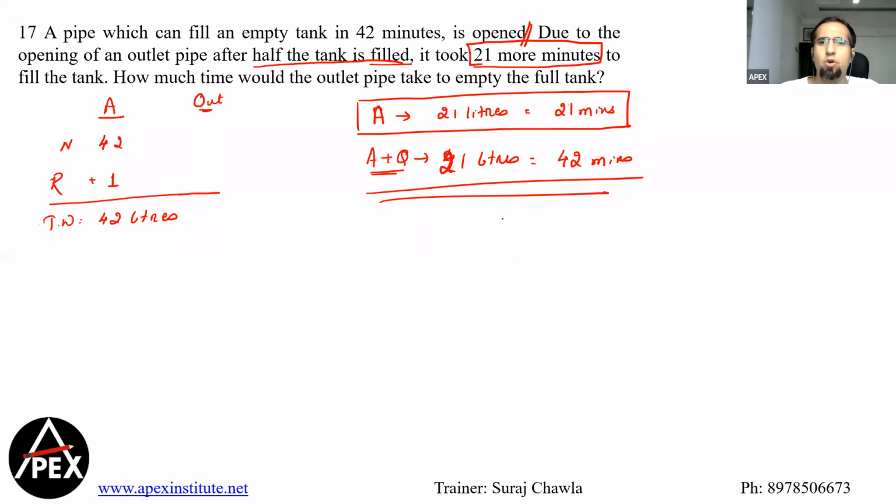Quick responses, please. This is the only catch in the question. 21 more minutes means 21 minutes more than the usual. So A alone would have taken 21 minutes, but since there's a leak pipe, it will take extra time. And what is that extra? That is 21 minutes. Now understand, 21 liters is total work. 42 minutes is time taken. So can I say efficiency of A plus Q will be 21 by 42, that is 0.5. Is this point clear?